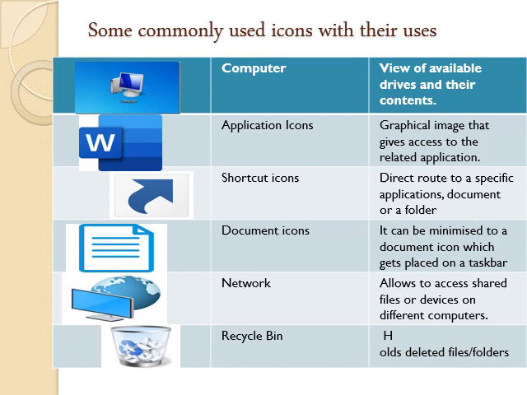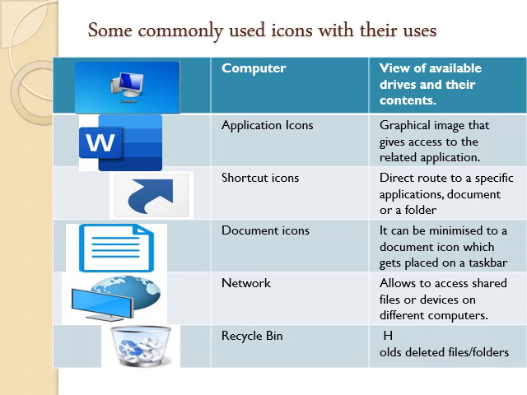Then shortcut icon. Any icon with this arrow mark is called a shortcut icon. A direct route to a specific application, document or folder. So remember, this arrow mark is for your shortcut icon. If you want to see a shortcut icon, the Word icon will be there, with one arrow symbol on it.